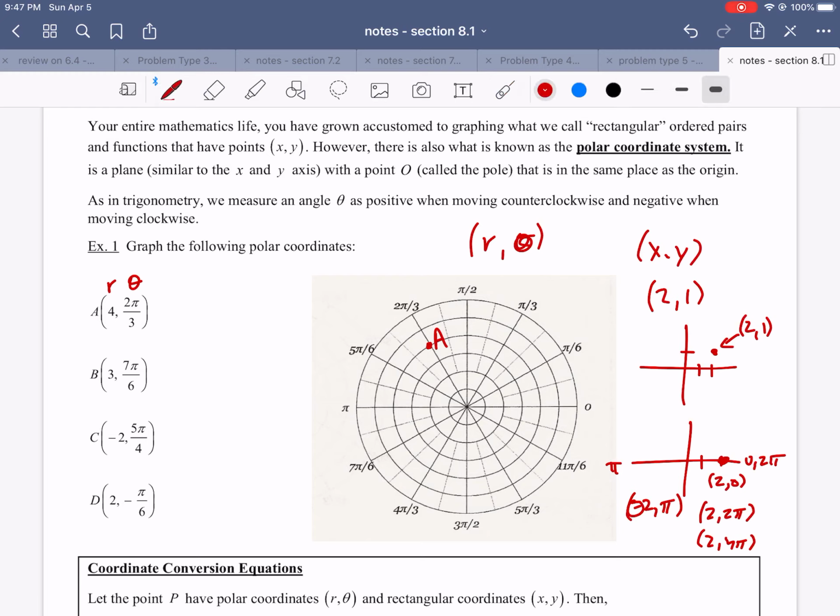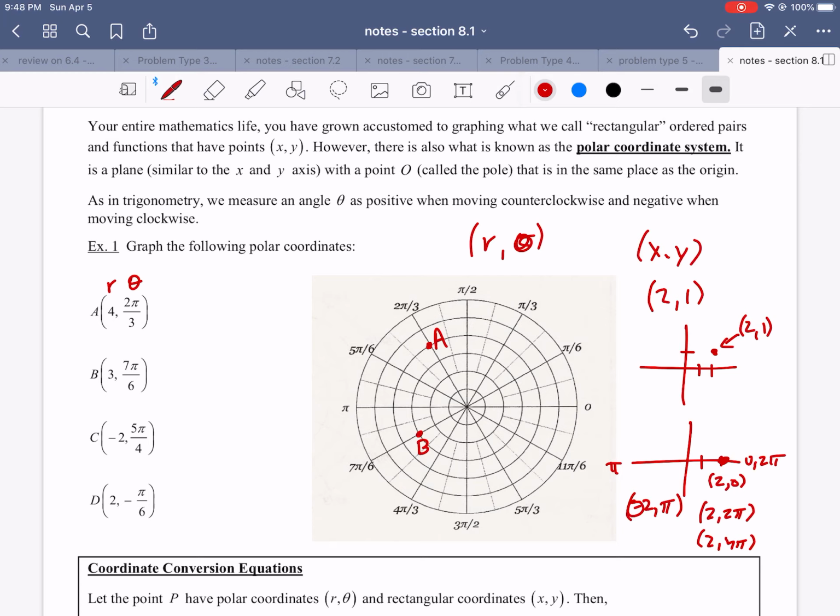Okay, for letter B, we've got 3 and 7 pi over 6, so 7 pi over 6 is here. I'm going to start at the origin and go out 3 from the origin, and that's where the point is going to be plotted right there, and that's going to be point B.